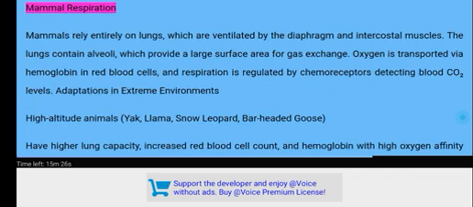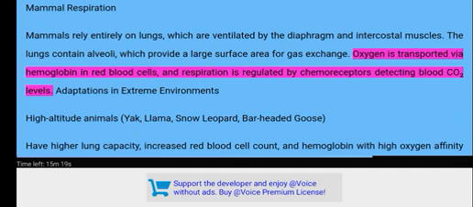Mammal respiration. Mammals rely entirely on lungs, which are ventilated by the diaphragm and intercostal muscles. The lungs contain alveoli, which provide a large surface area for gas exchange. Oxygen is transported via hemoglobin in red blood cells, and respiration is regulated by chemoreceptors detecting blood CO2 levels.